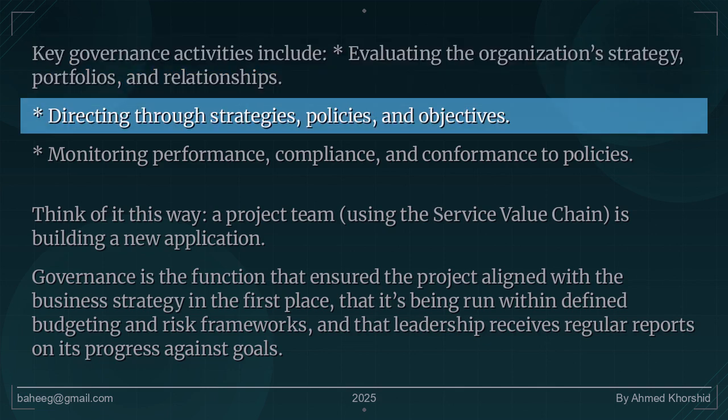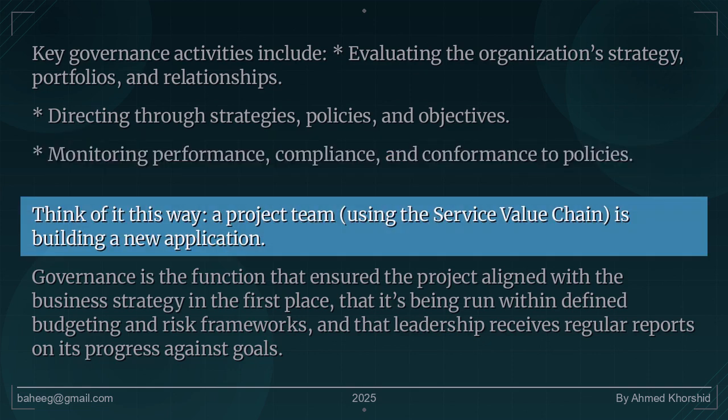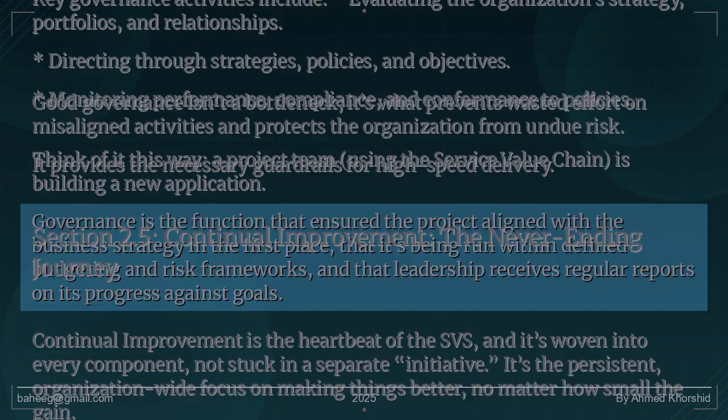Directing through strategies, policies, and objectives. Monitoring performance, compliance, and conformance to policies. Think of it this way: a project team, using the service value chain, is building a new application. Governance is the function that ensured the project aligned with the business strategy in the first place, that it's being run within defined budgeting and risk frameworks, and that leadership receives regular reports on its progress against goals.